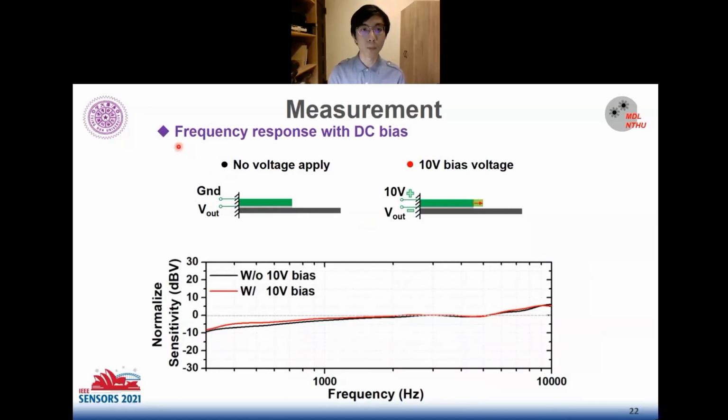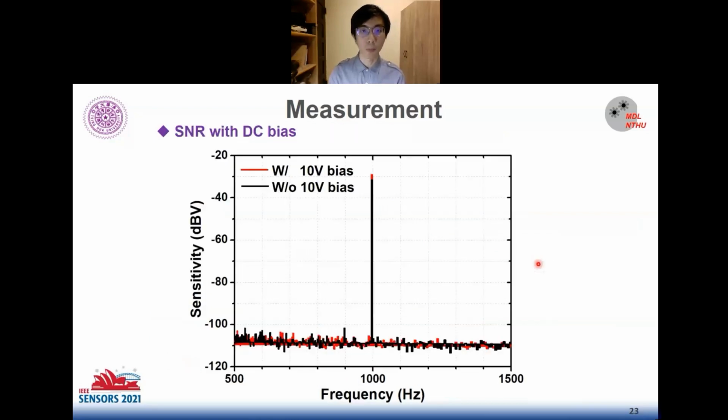So let's look at the frequency response after DC bias for the proposed design. The low cutoff frequency of the proposed design reduced from 1.4 kHz to 0.9 kHz. And also the signal-to-noise ratio has a 3 dB increase at the same time.